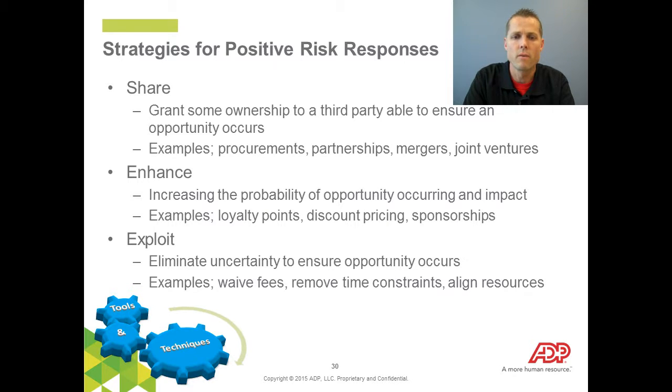So the strategies for positive risk responses, again, are SEE: share, enhance, exploit. With share, we're talking about granting ownership to a third party, so they are also able to partake in that positive impact. Enhance is increasing the probability of an opportunity occurring. And exploit is eliminating uncertainty to ensure the opportunity occurs. When I took the PMP exam, I saw more related to the negative risk responses than positive, but it's good to know the positive ones.